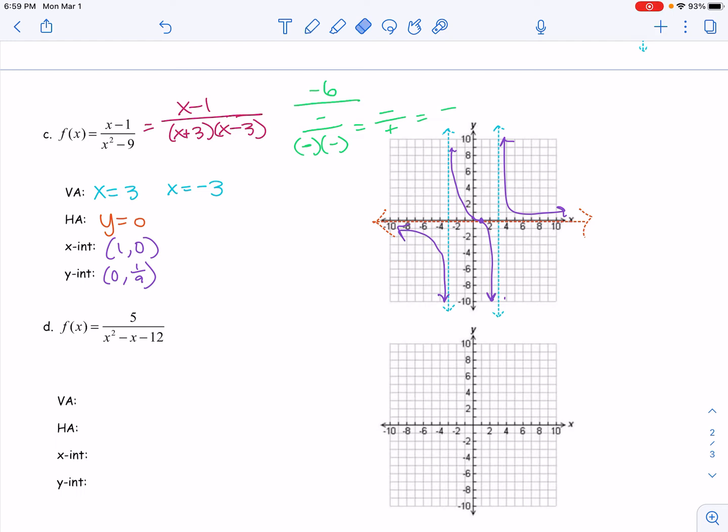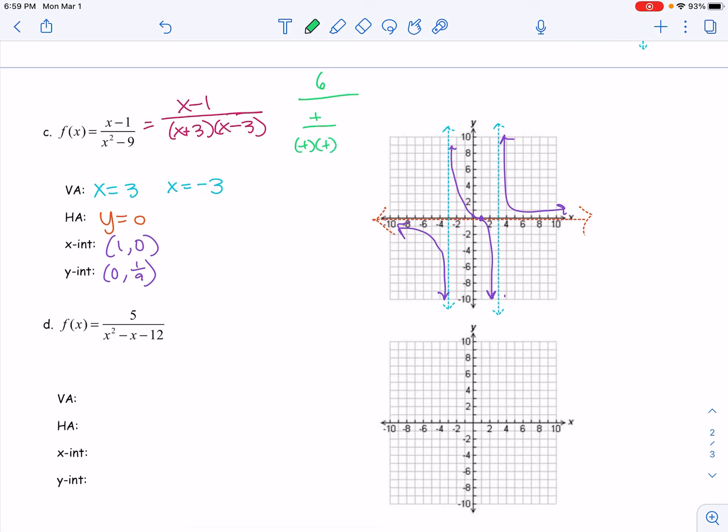I could also plug in something like positive 6. So when I plug in positive 6, I get 6 minus 1, which is a positive number, divided by 6 plus 3, which is a positive number, times 6 minus 3, which is also a positive number. Well, positive divided by a positive is a positive. And when x was 6, I was in the positive region. So that means I did it right. Okay? Notice again, I'm not worried about the actual value. I'm just worried about whether it was positive or negative because that's all I need to know.